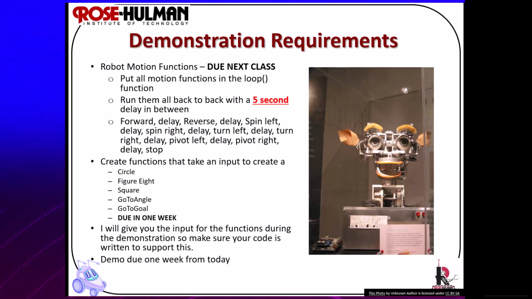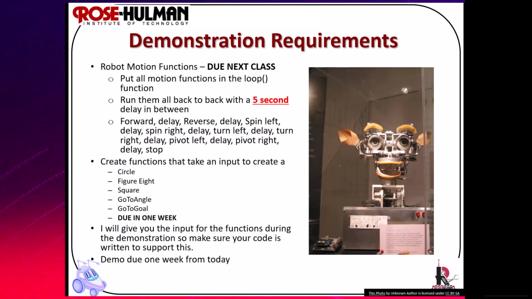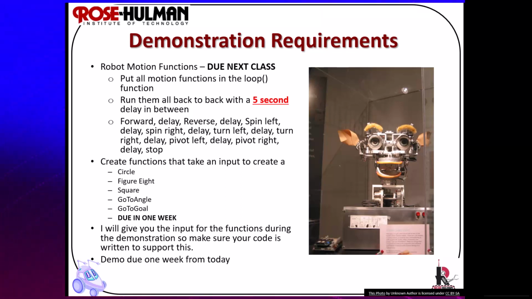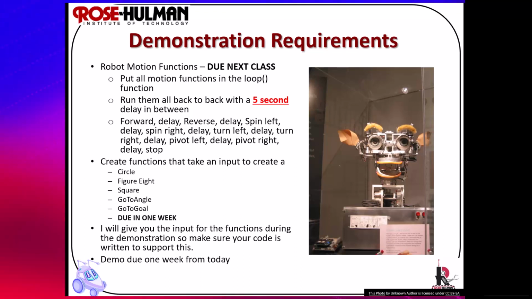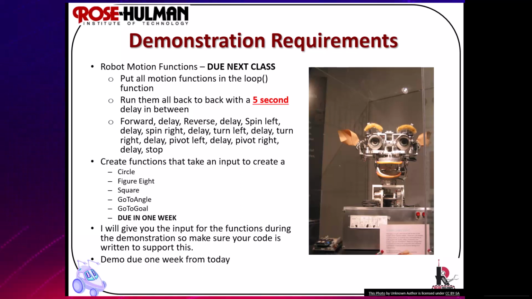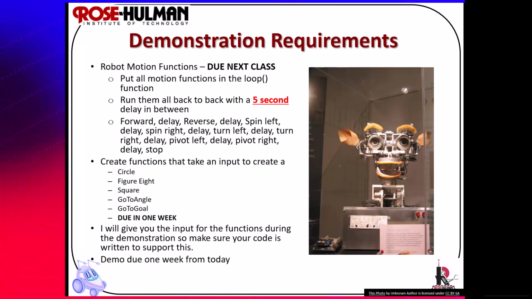Then you're going to spend the remainder of the next class and into the one next week getting circle, figure eight, square, go to angle, and go to goal working as well as possible considering odometry error and by using encoder feedback. I will be making you more videos later to show you some examples of how to at least get started doing that. And you also need to have your software design plan checked off and reviewed for the next class.